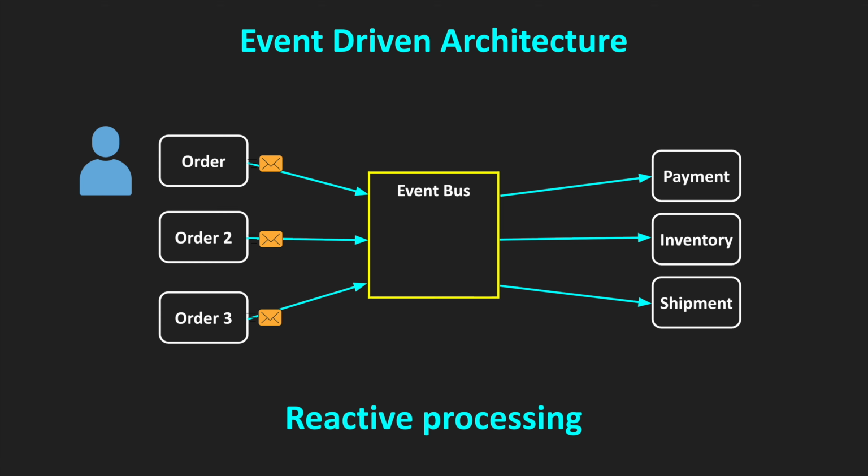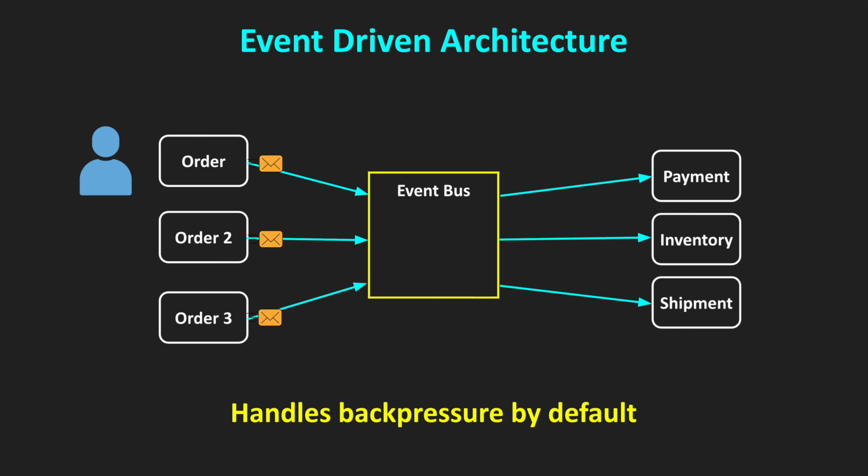So what does that mean in this case? Reactive processing means that our downstream systems react to the event. So we have an event, and our downstream system reacts to those events. Also, in the case of the event-driven architecture, or the reactive processing, we have back pressure handled by default.